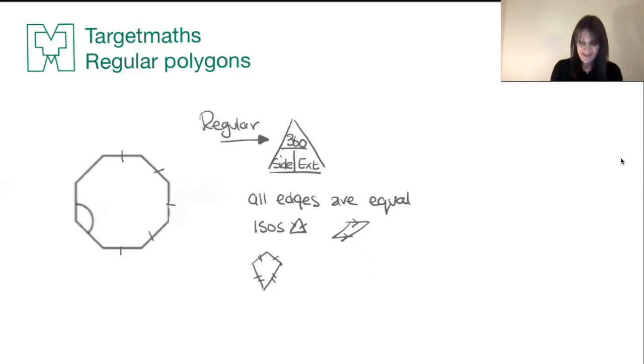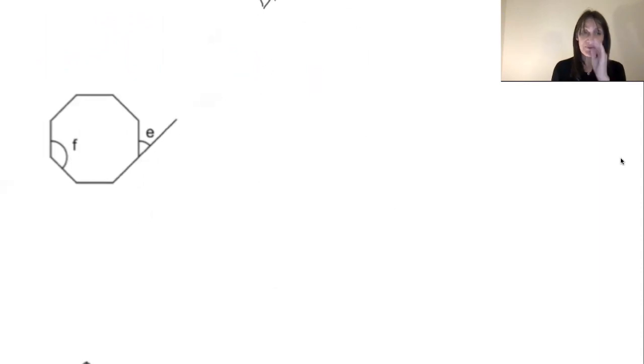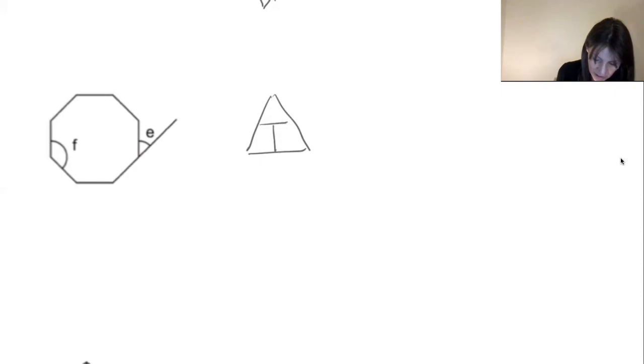All right, let's go for our first example. We're being asked to find the angle F and the angle E. The question will support the diagram and say you are looking at a regular shape, work out F and E. So the first thing that we are going to do is draw our formula triangle: 360, sides and exterior. We're then going to count the number of sides our regular shape has. So 1, 2, 3, 4, 5, 6, 7, 8.